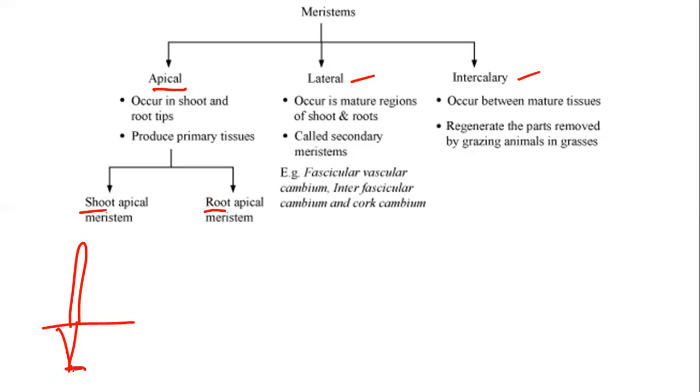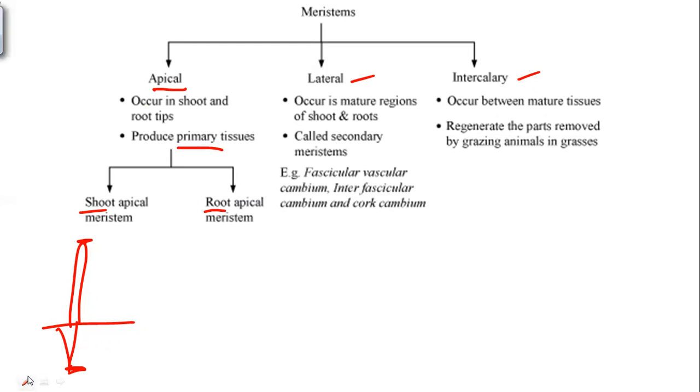Okay, so in the tip of the root you can also see a meristem, and in the tip of the shoot we can also see a meristem. The apical meristem which is present in a shoot is called the shoot apical meristem, and the meristem which is present in a root tip is called the root apical meristem. So usually it occurs in shoot and root tips, and it produces primary tissues.